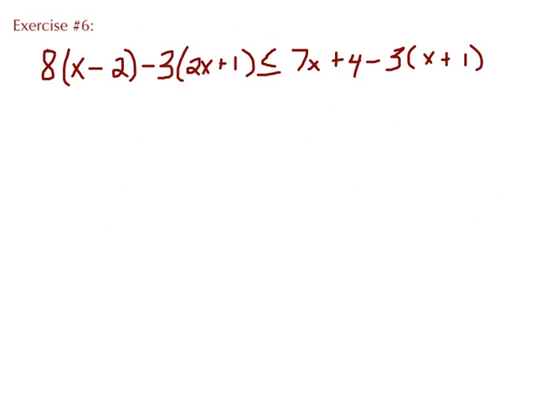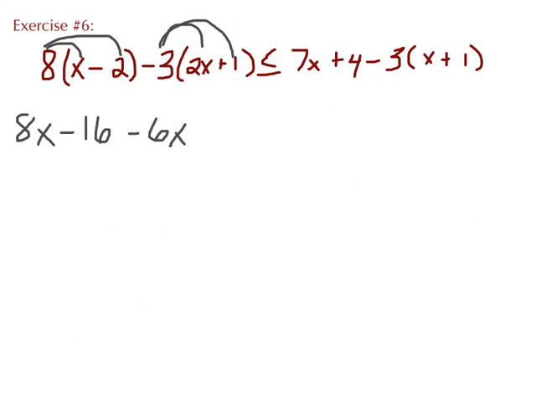I'm going to do exercise number 6 with you, just as an extra practice on how to solve a giant inequality. This is not a difficult process, as long as you remember all the simple steps and keep all of your signs straight. So the first thing I'm going to do is distribute this 8 into the first set of parentheses. So 8 times x is going to give me 8x. 8 times negative 2 is going to give me a negative 16. Negative 3 times 2x is going to give me a negative 6x. Negative 3 times 1 is going to give me a negative 3.